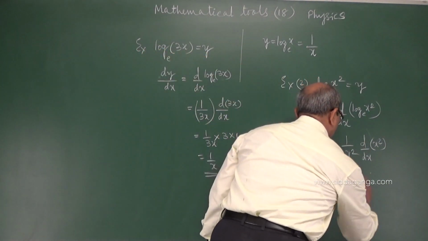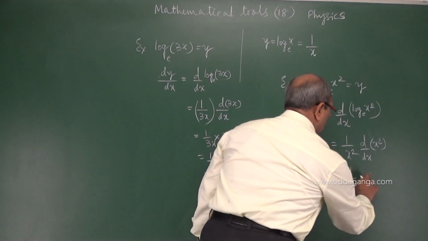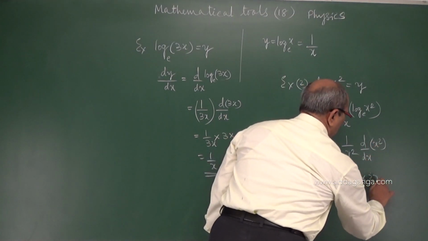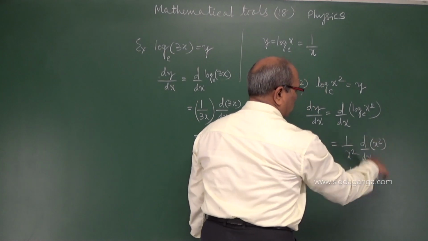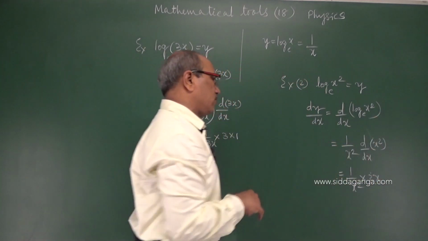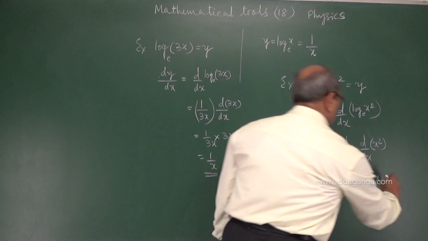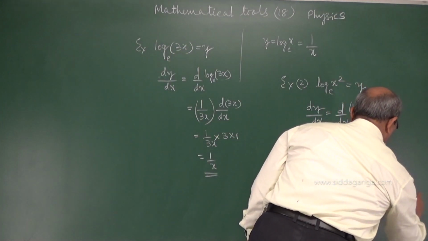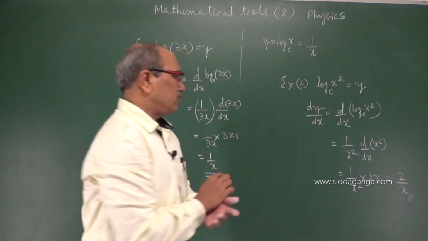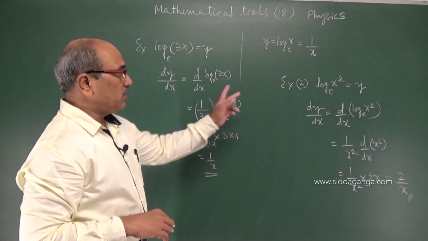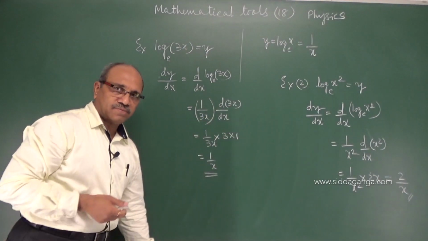So this leads to 1 by x square as it is into 2x, you know, x power 1, 2 into x to the power of 2 minus 1. x cancels and remains with 2 by x as the solution. If it is in the log, you can even find the differentiation of that.